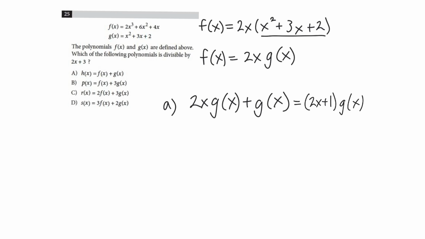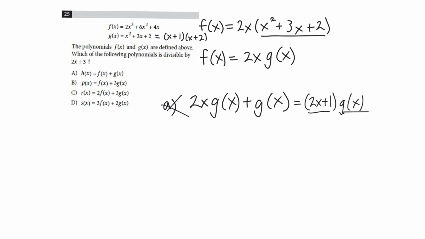Okay. Well, 2x plus 3 is not a factor of this, and g of x factors into, let's see how g of x factors. Two numbers that multiply to 2 and add to 3, it's going to be x plus 1 and x plus 2. Okay, well, 2x plus 3 is not a factor of g of x either, so A can't be our solution.